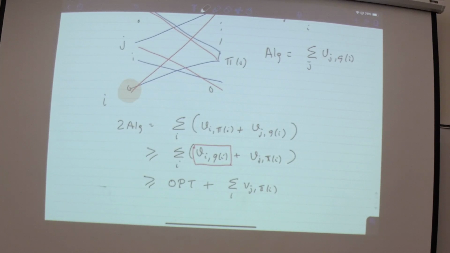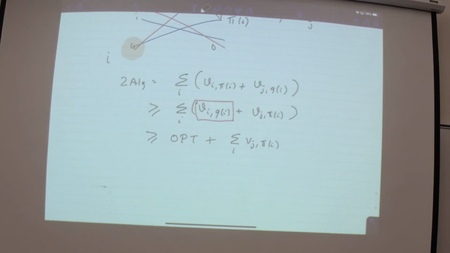Since all the values are positive, I didn't say that, but I implied it. Voila.